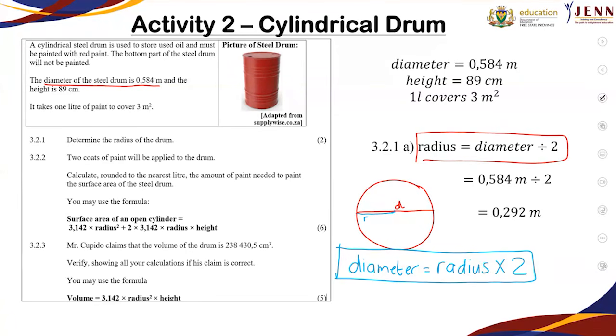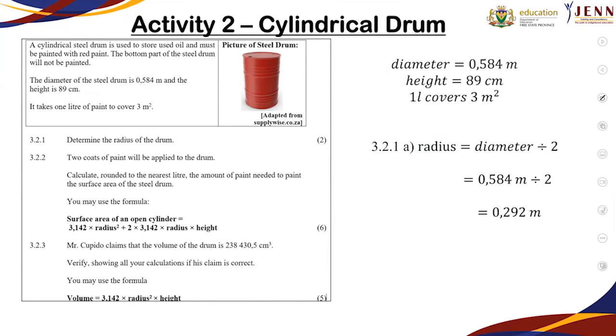Now let's go back to the question. So we said determine the radius of the drum. So we said radius equals to diameter divided by 2. So what is my diameter? So the diameter is 0.58 meter. So I'm going to take the 0.58 meters divide by 2, and that will give me 0.292 meters. Okay, so here they were not specific about what unit we should convert it to, so we just leave it as it is. So let's go to the next question.